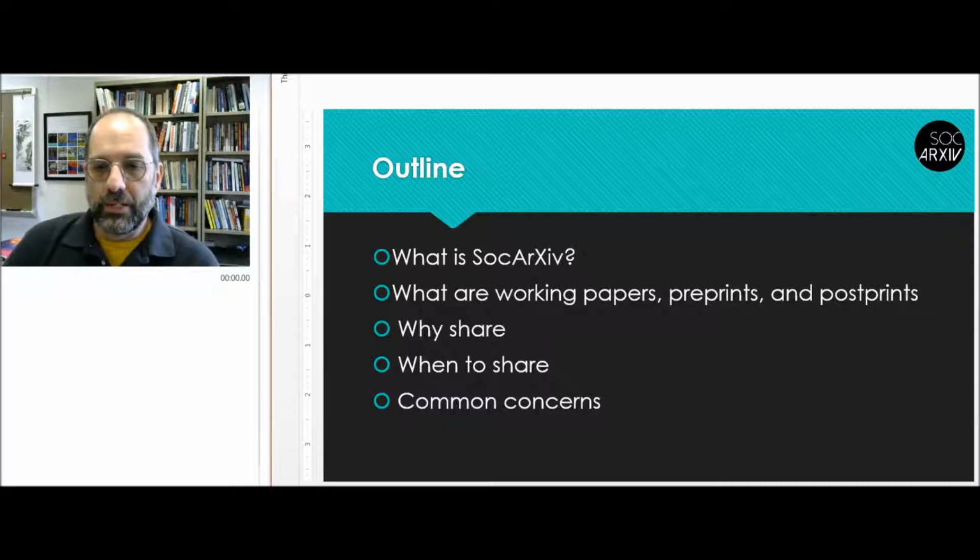I will sort of define the content that we host for you, working papers, preprints, postprints, give you a little bit of the rationale for why to share, discuss questions about when is the appropriate time, how to make the decision about when you want to share your work in this open venue, and then address some of the common concerns that people raise when they start thinking about taking this step in their workflow and their careers.